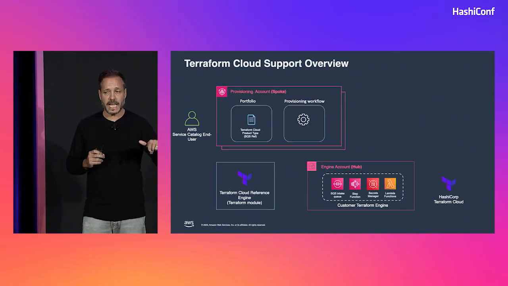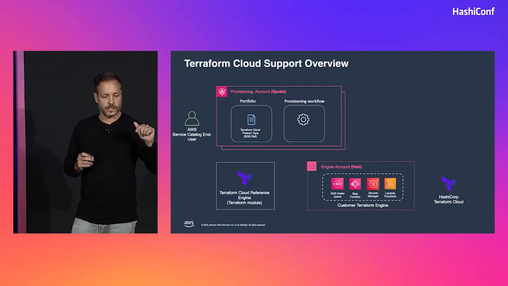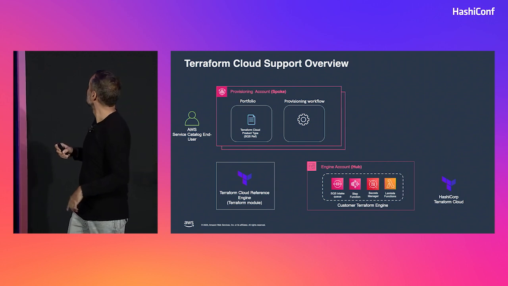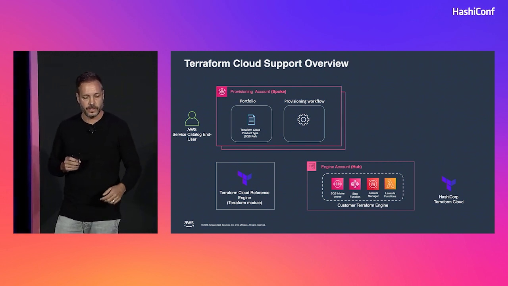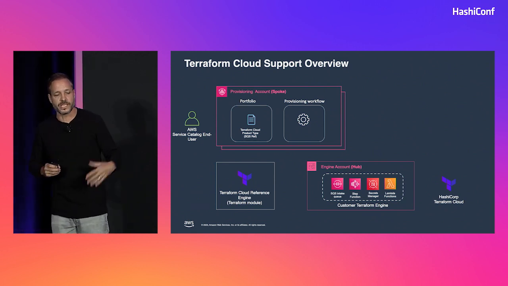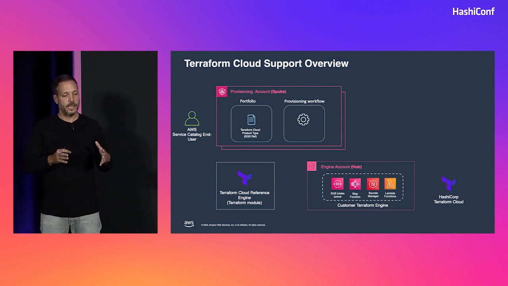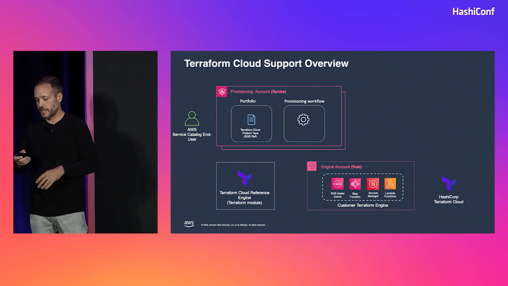On the Service Catalog side, this feature introduces a new product type. That is the Terraform Cloud product type. And really, you can think of this type as a mechanism that establishes a connection between Service Catalog and your engine, right? Technically speaking, the type contains a reference to an SQS queue that exists in the engine account, and that Service Catalog is going to use to send the provisioning payload from Service Catalog to your engine, right?